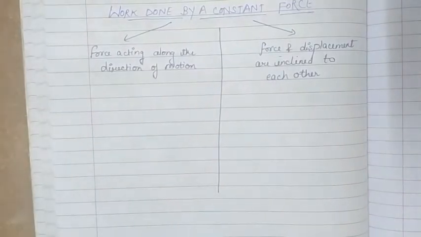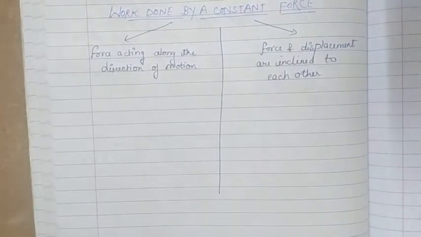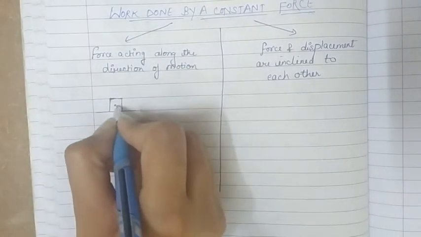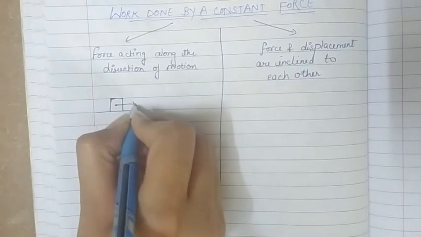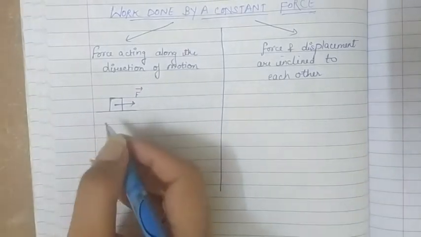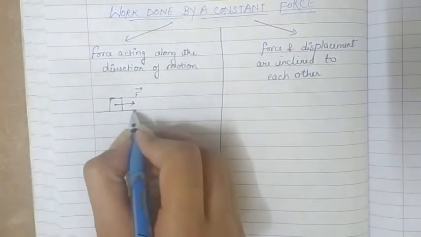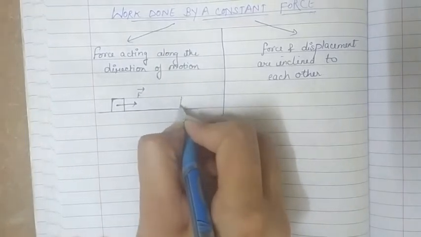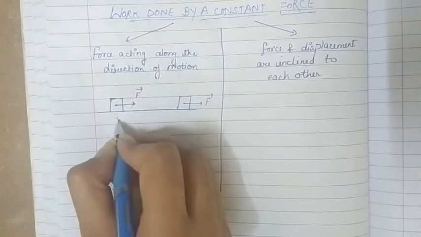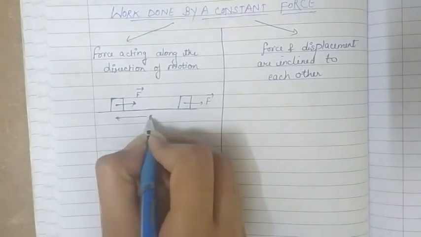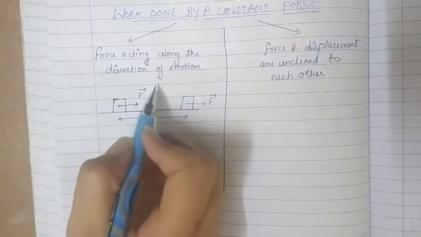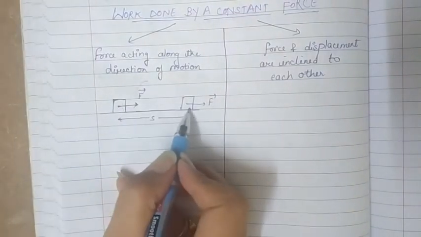Now for the first situation, in which the force acts in the direction of motion. Suppose we have a block placed on a horizontal surface, a force is applied at its center in the right direction like this. The box moves over the surface and its new position is this, which is at a distance s from the initial position. So due to this force, this object moves through a distance s.